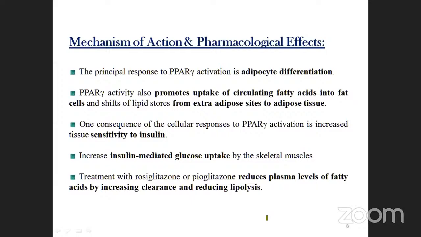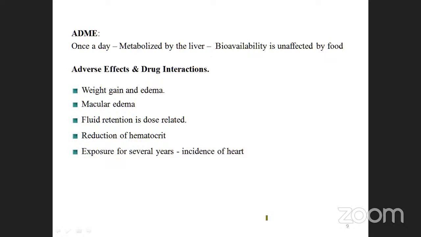So treatment with rosiglitazone or pioglitazone reduces the plasma level of fatty acid. That is, the adipocyte will take more amount of lipids by increasing clearance and reducing lipolysis. So do we have only these two kinds of drugs, rosiglitazone and pioglitazone? They are popular in terms of patient compliance. That is, they are basically once daily preparations. They require one pill per day only.